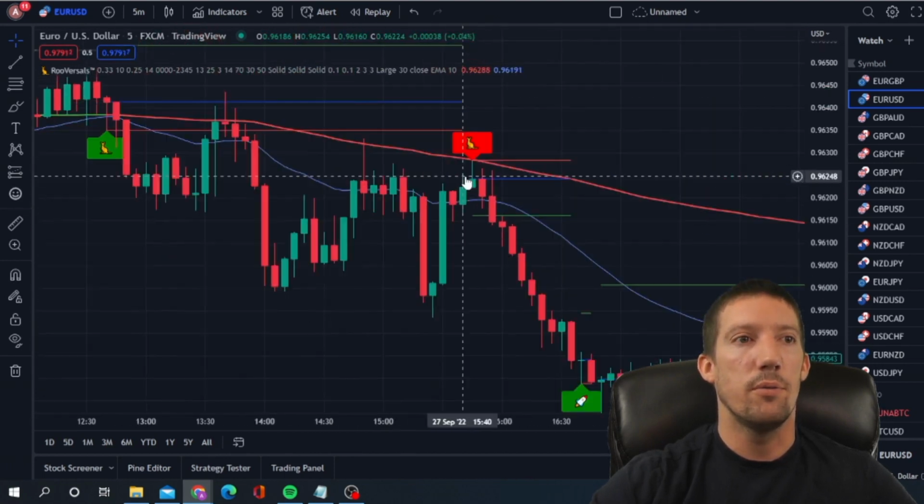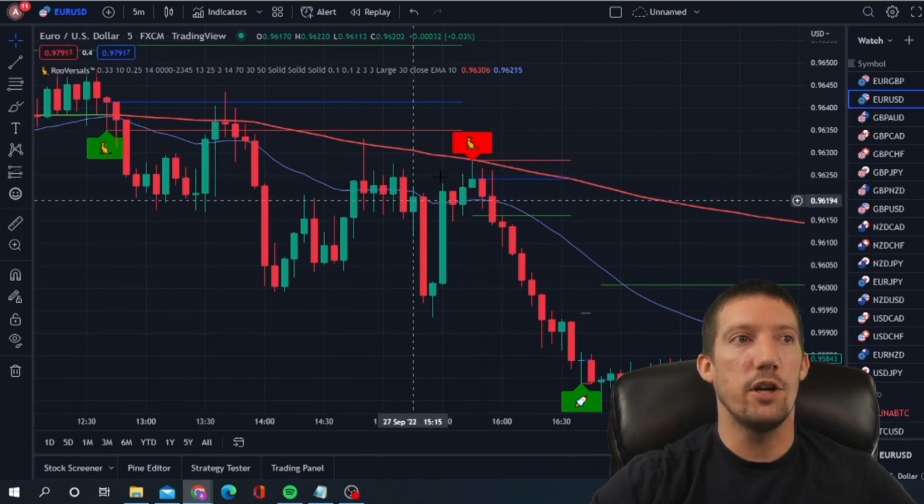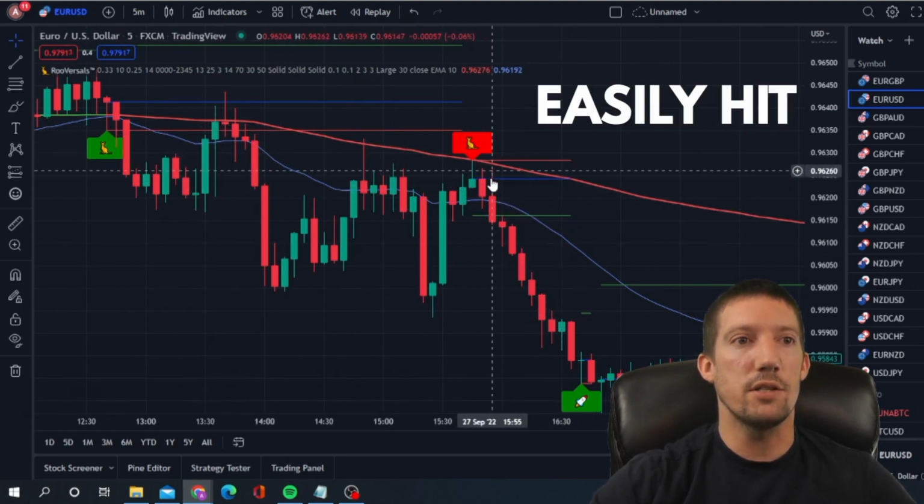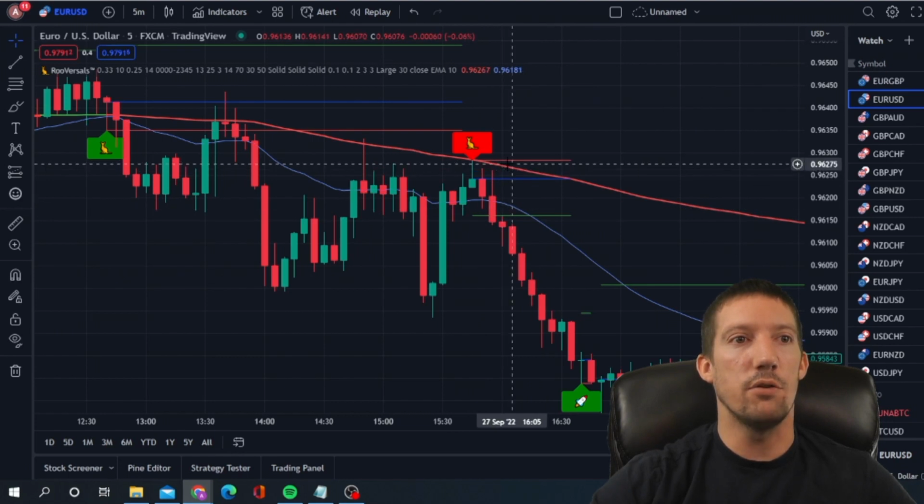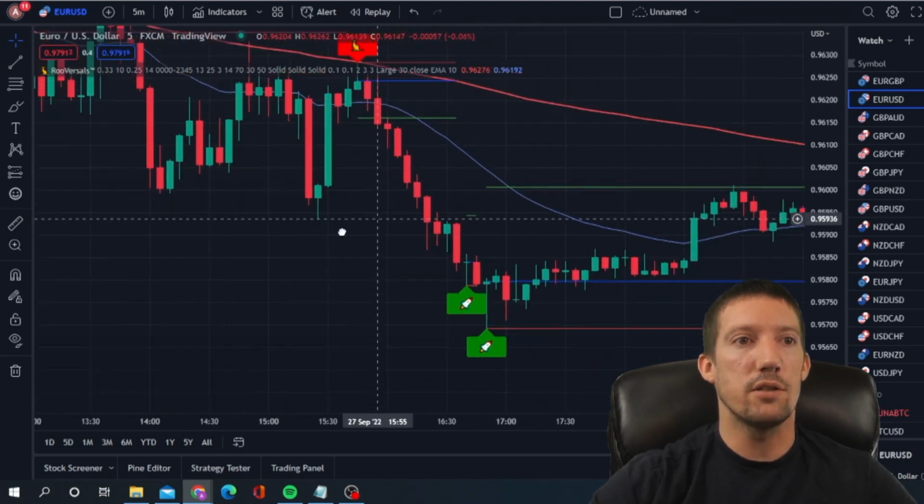won that one. I mean, look at this one. We're still in a downtrend. We hit this one right here. Boom. Look at that. I mean, easily hit the 2-to-1. I like doing even higher than 2-to-1, but that's up to you.